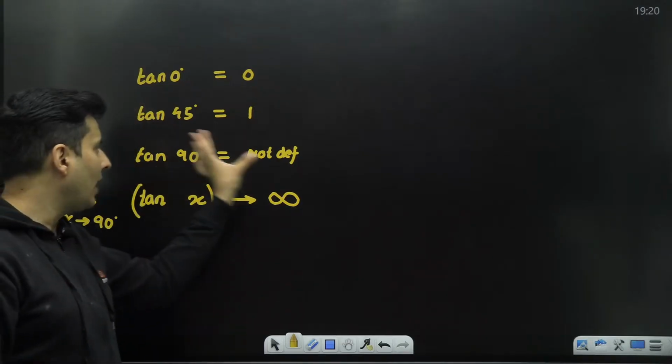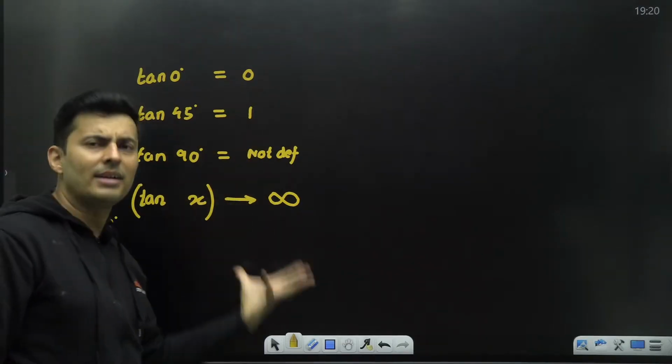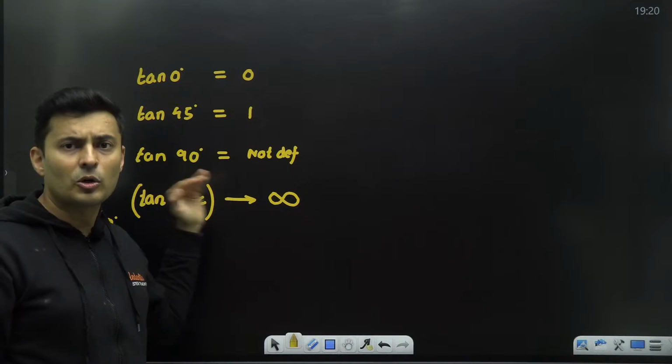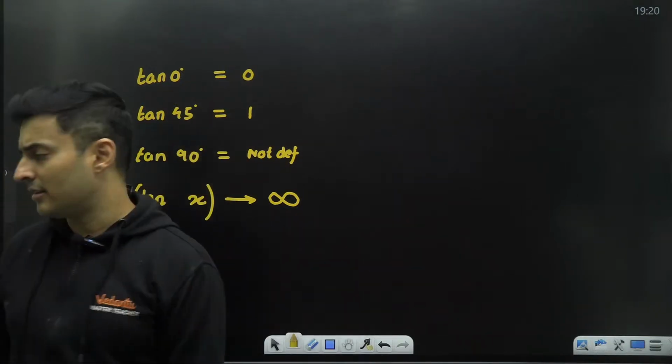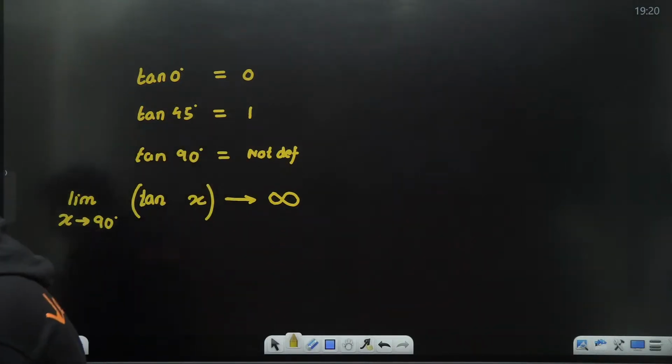So if I know the tan of something is not defined or infinitely large, I know the answer is close enough to 90 or 90 itself. Is this absolutely clear?